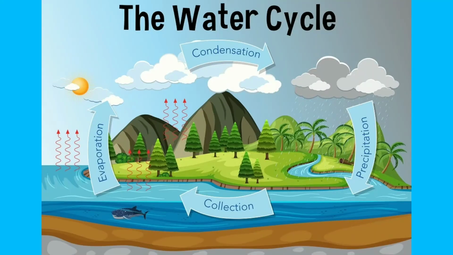Observe this picture. What physical change can you identify from this picture? The water from the water bodies gets evaporated into the sky because of the sunlight and forms clouds, which is called condensation. And when this cloud gets overloaded, it falls down to the earth as rain, which is called precipitation. This is the physical change that can be identified from this picture.